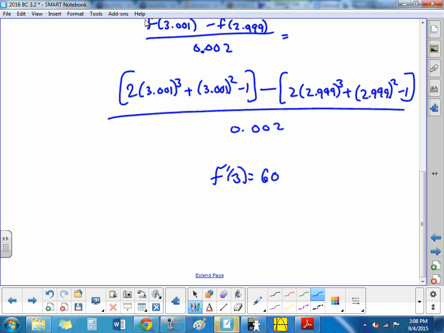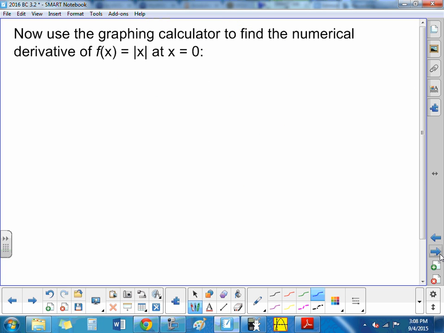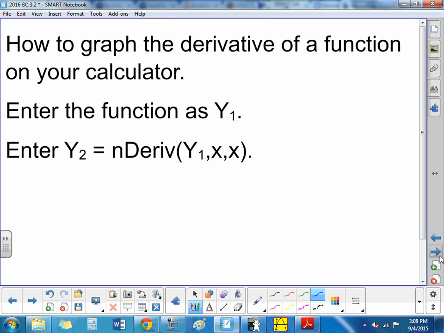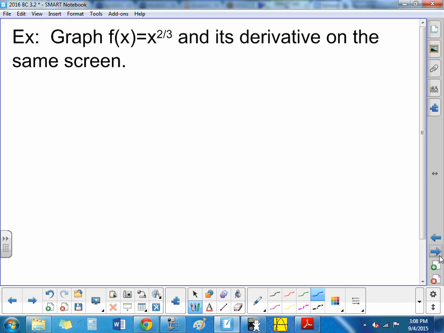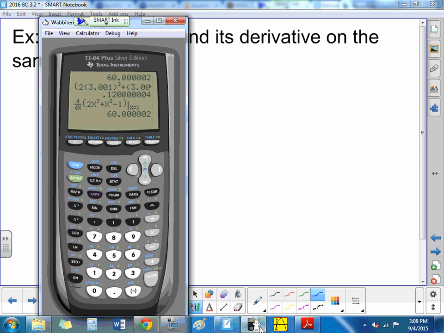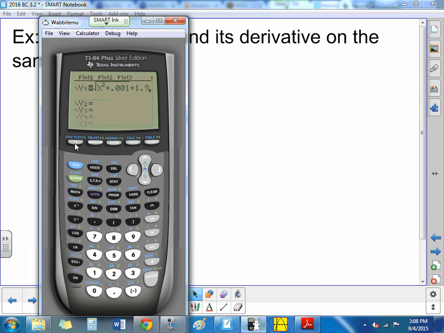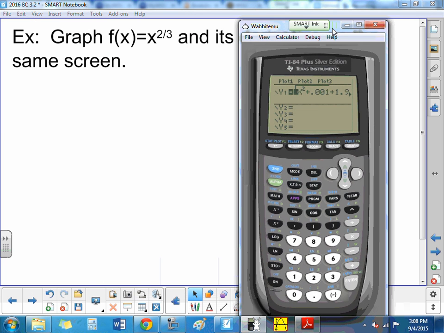One thing we can do, though, with just about any graphing calculator is to graph the derivative of a function. So let me show you how you can do that real quick. We're going to graph x to the 2/3 and its derivative on the same screen. All right, so let's try that. We go to the y equals screen, and we type x to the power 2/3.